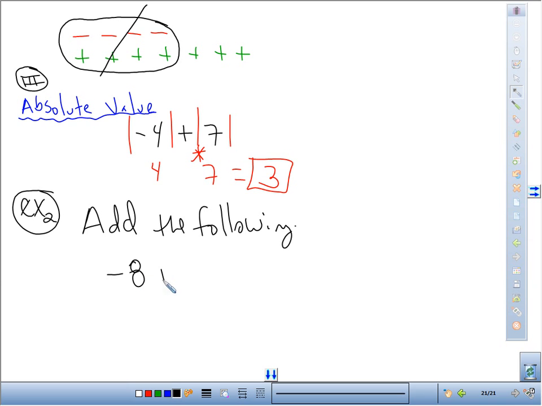-8 plus 3. Find me the sum for those two numbers using all three different ways, please. Using the number line, using tiles, and the absolute value.